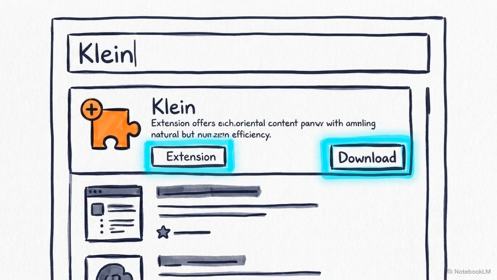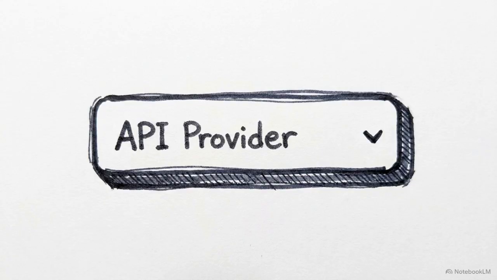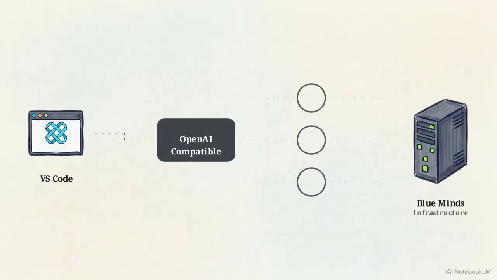Now open VS Code. Go to the Extensions menu and search for Quen to install the AI coding agent. Open the Quen settings and find the API provider dropdown at the top of the interface. This diagram shows the routing logic. Select the OpenAI compatible override so the extension routes requests to a custom endpoint. In the base URL field, paste a provided address. This points the signal toward the Blue Minds infrastructure.